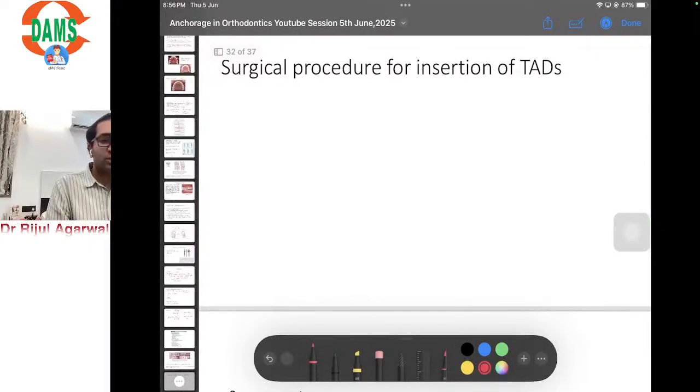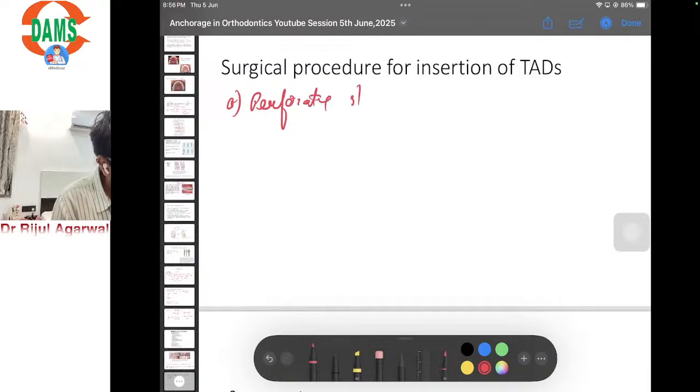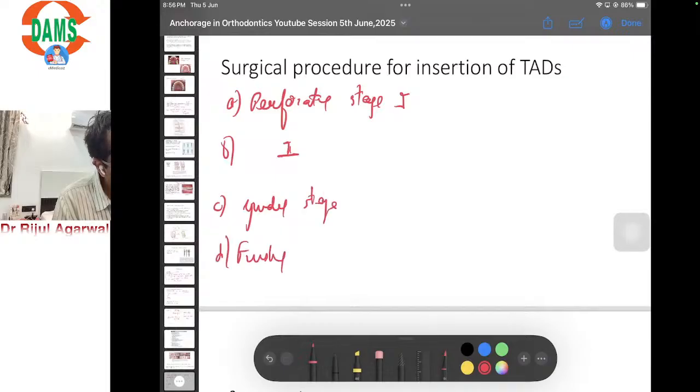Next I'll discuss, in a short summary, the surgical procedure for insertion of TADs. First is perforating stage 1, second is perforating stage 2, third is guiding stage, and fourth is finishing stage.